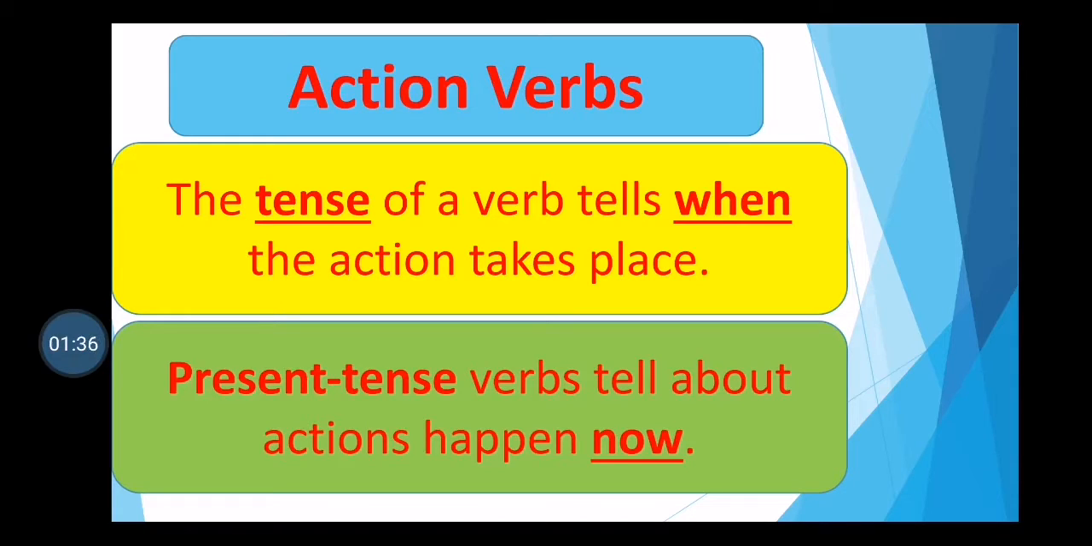So, the tense of a verb tells when the action takes place. So, action verbs have tenses, and these tenses are responsible to tell us when the action took place, or when did the action occur, or the time of this action. Of course, the tenses are many and have many types, but for this week, we are going to study the present tense verbs only, and these present tense verbs tell about actions that happen now only.